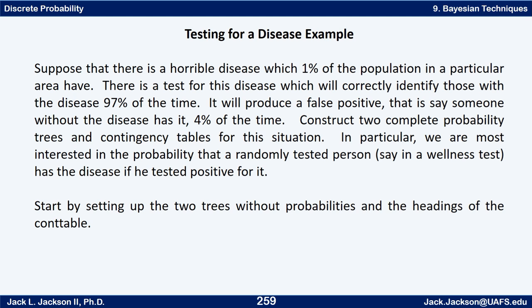Now construct two complete probability trees that are related and the related contingency tables for this situation. In particular, we're most interested in the probability that a randomly tested person, say somebody who walks in from a wellness test, so a randomly selected person, tests positive for the disease. What's the probability that they have it? Now, at first glance, you say, well, 97% of the time that test is good, only 4% of the time a false positive. You might say that there's a pretty good chance that they have the disease. But let's work it out and see if that's true or if that's not true.